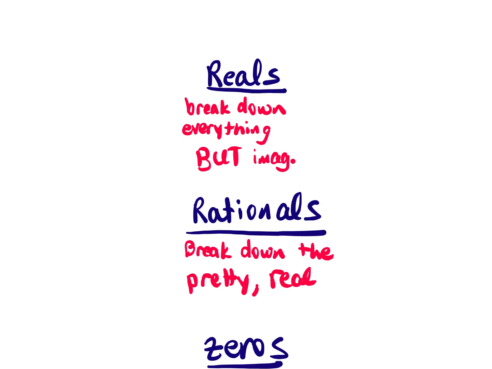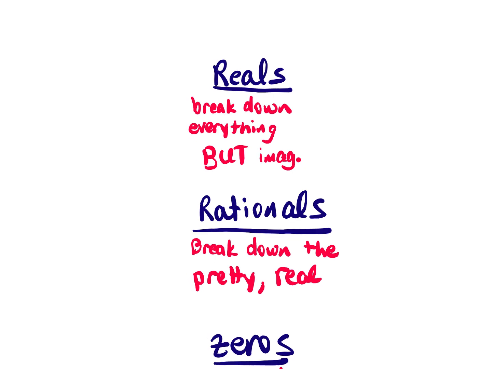If you have the square root of 7, do you know where the square root of 7 is on a graph? No, so that's what I mean by pretty. So over the reals means break down everything, whether it's pretty or not, but not the imaginaries. When I say break down, I mean in a parenthesis. Over the rationals means only the pretty ones.